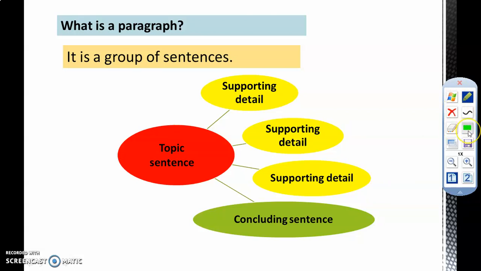We said a good paragraph must have a topic sentence. Supporting details means we explain our topic sentence. And of course, when we finish, we have to write a concluding sentence. Means we say our topic sentence but in a different way. That is the structure of a very good paragraph. Let's move now to descriptive paragraph. All right.